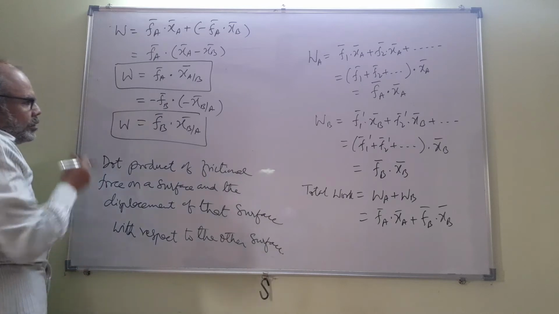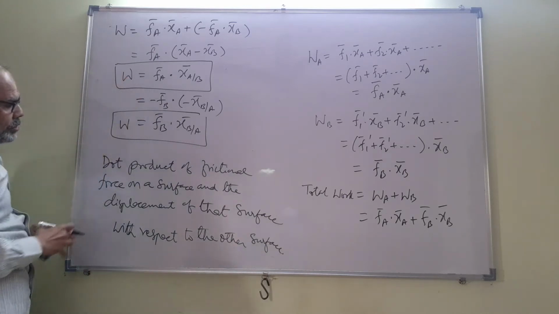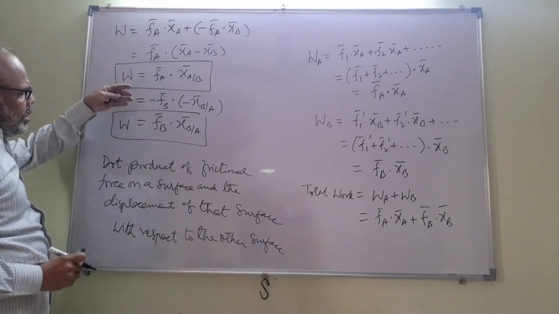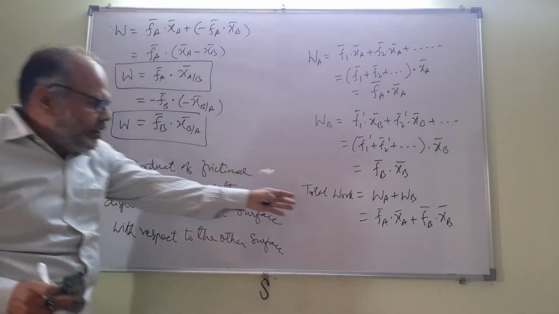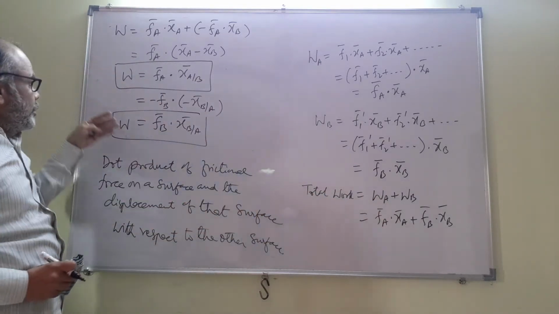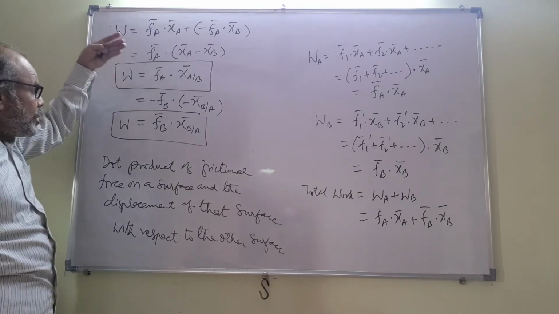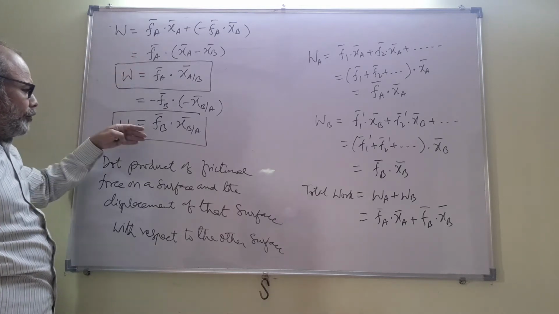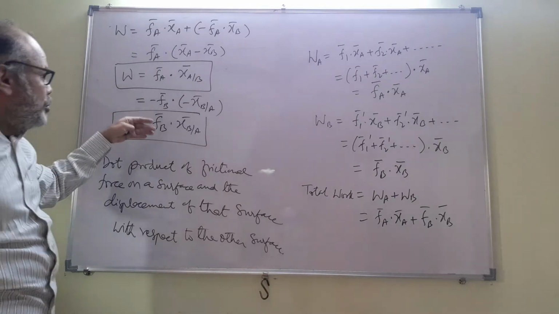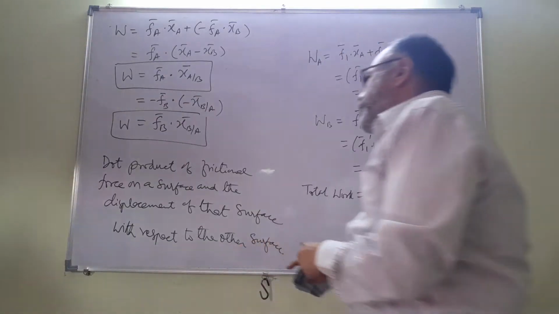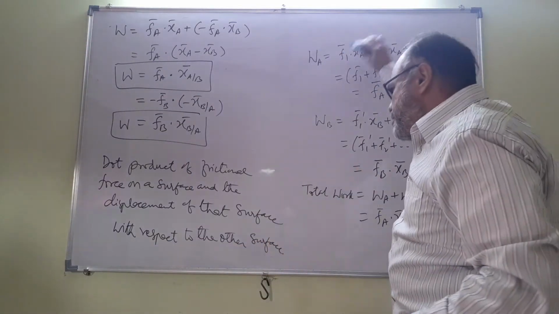That would be your work. So you can either use this or this. There's no question of adding these two up. We already added the total work. So the total work is either given in terms of the frictional force on surface A or in terms of the frictional force on surface B. FA and FB are equal and opposite.